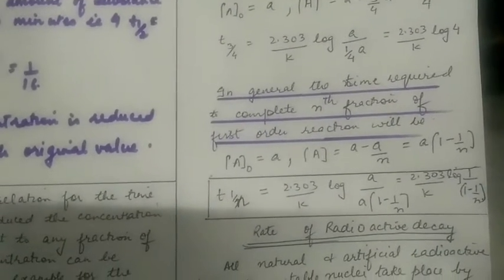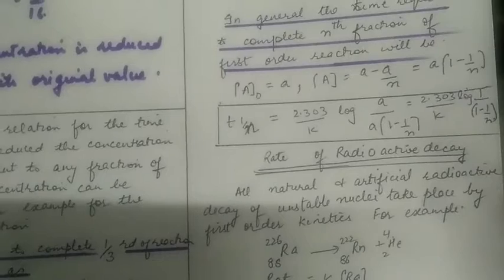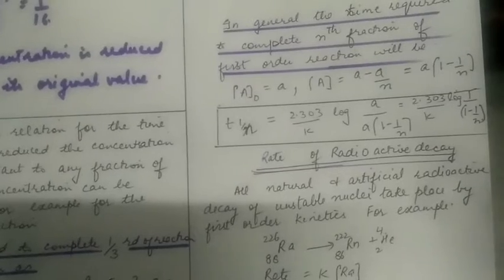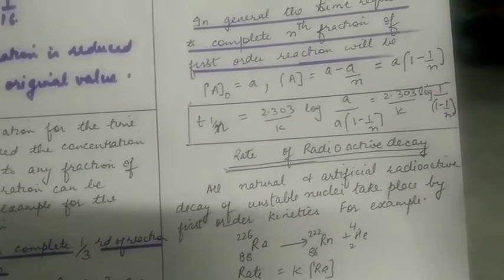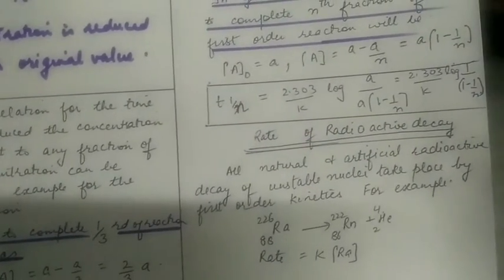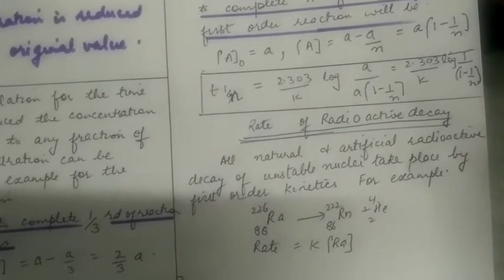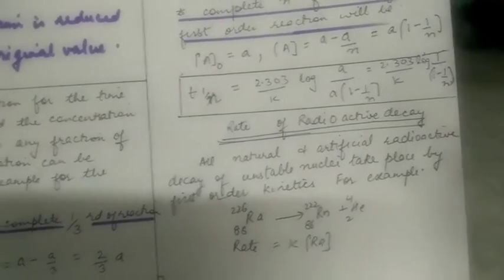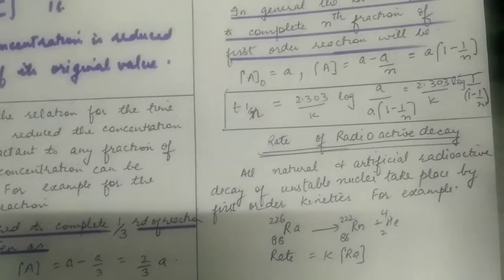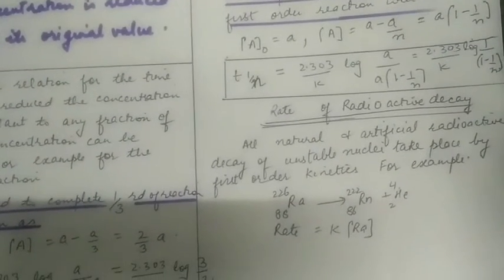In general, the time required to complete the nth fraction of a first order reaction will be, for the nth fraction, initial concentration A naught is A, and A will be A minus A upon N, or taking A common, we get A into 1 minus 1 upon N. So T 1 upon N is equal to 2.303 upon K log of A, the initial concentration, upon A into 1 minus 1 upon N. A cancels out and the expression is reduced to 2.303 upon K log 1 upon 1 minus 1 upon N. So using this expression we can find out T 1 by N.